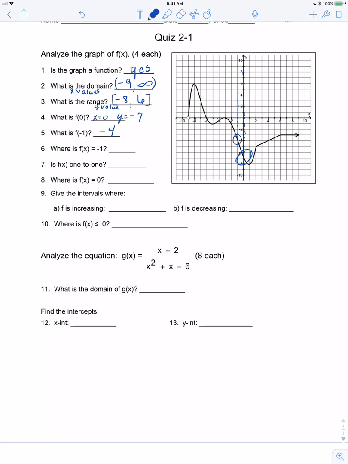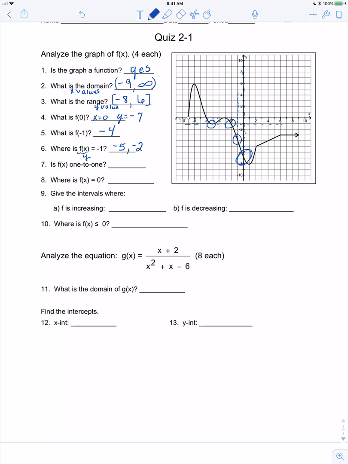And this one's written different. Where is f of x equal to -1? Well, remember, f of x means y. So when y is at -1, we are right here. Well, notice it touches twice. Once right here at -5, and then also right here at -2. So you've got two answers for that.